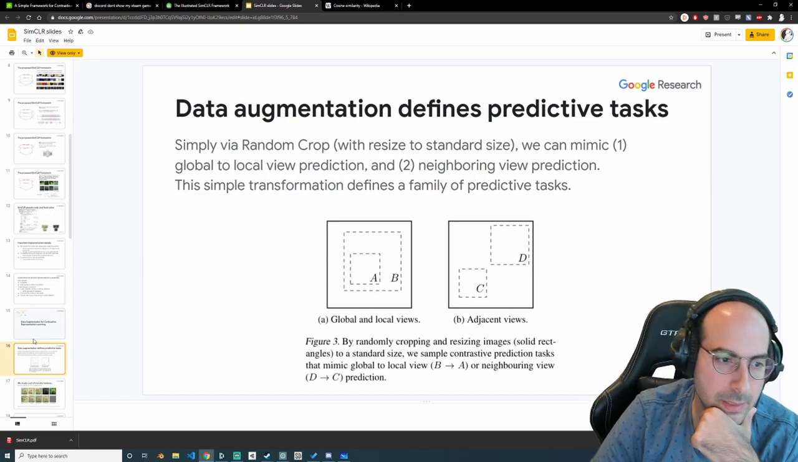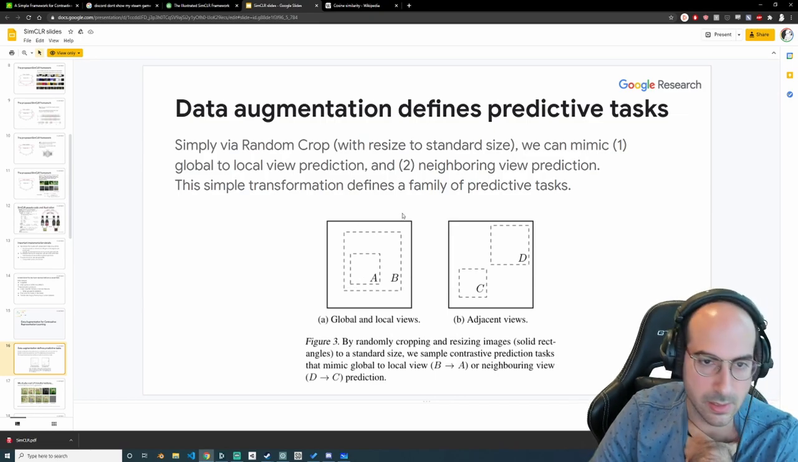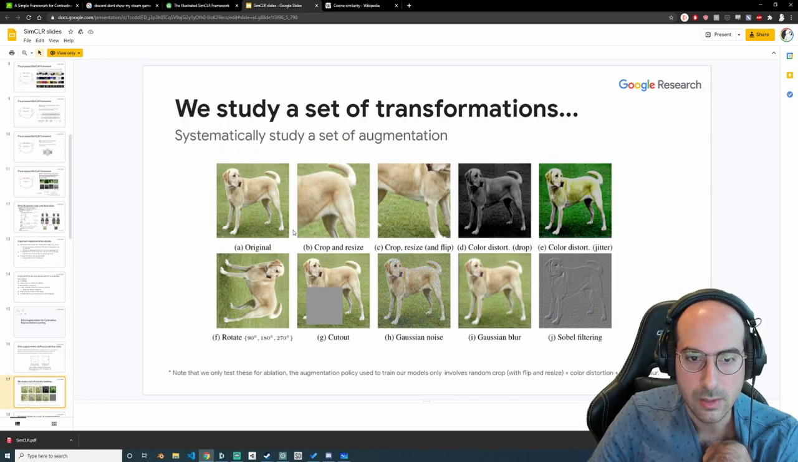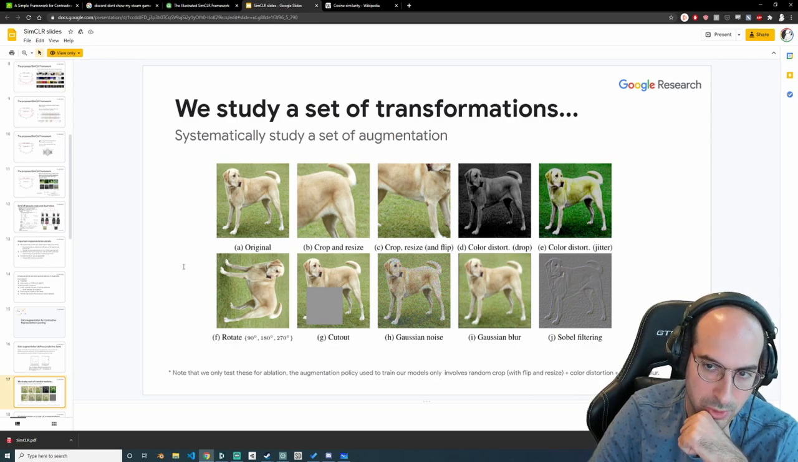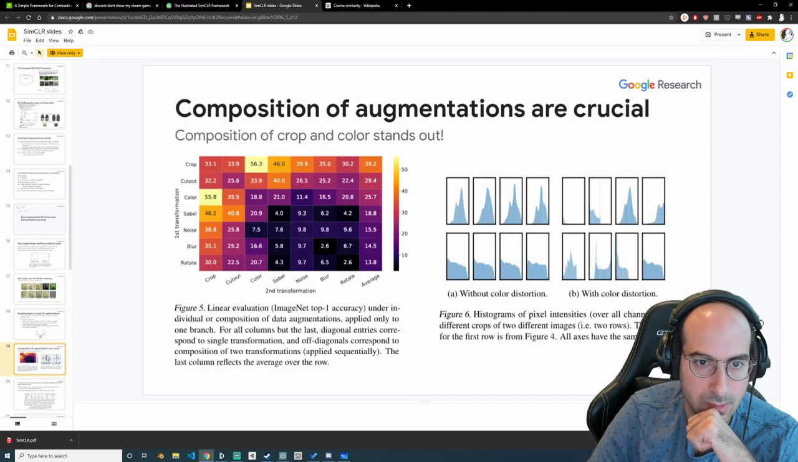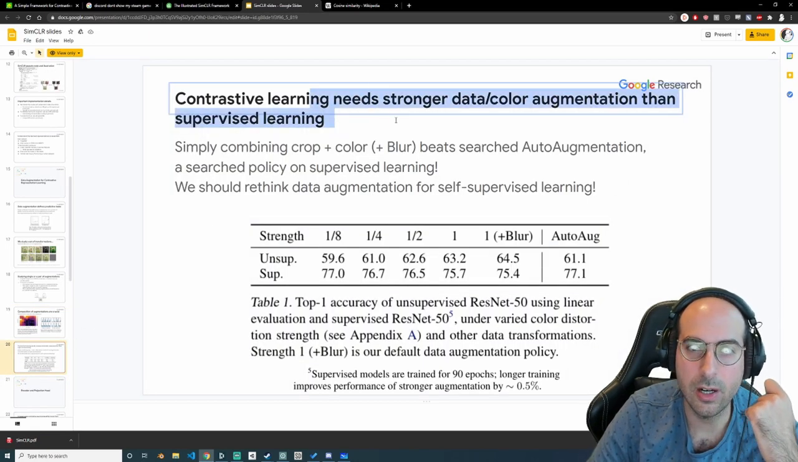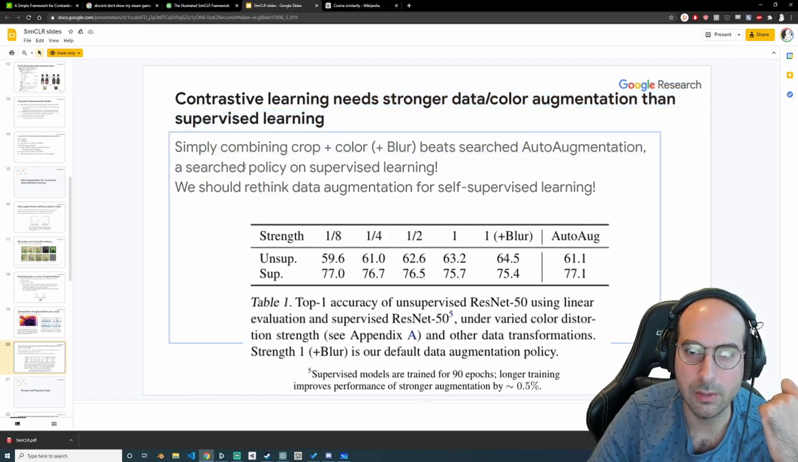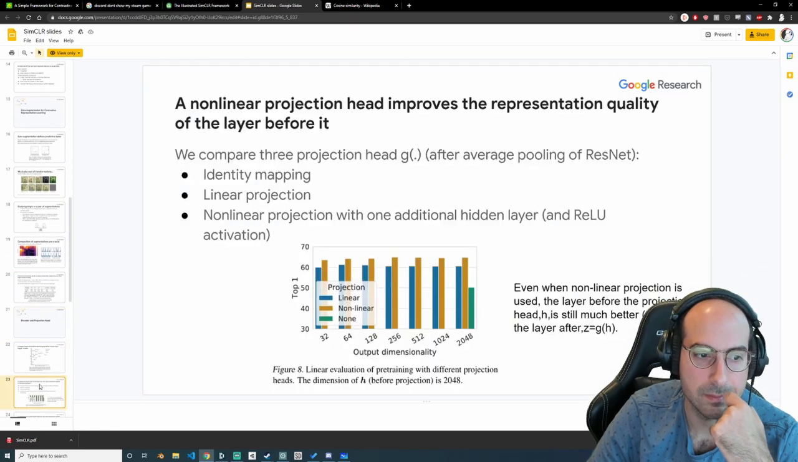Yeah, so here they talk about a bunch of data augmentation techniques. Global and local views is a way of cropping, and they discuss several cropping techniques. There's all sorts of stuff, but basically think of it like if you were to open up something like Photoshop, anything you can see there could be used as a data augmentation technique and work just fine. Without color... okay. And it needs stronger color data augmentation than supervised learning. Should we think of data augmentation differently for self-supervised learning? Interesting.